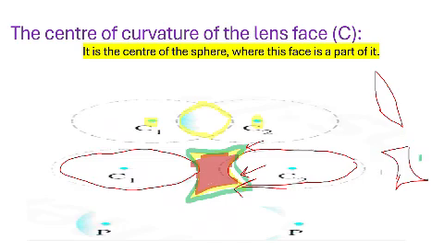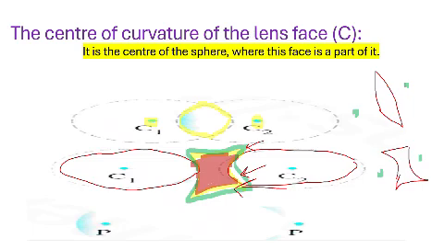So any lens has two centers of curvature, unlike the spherical mirrors. A spherical mirror has one center of curvature because it's a part of a spherical shape. It is a part of a hollow sphere. It is a part of only one hollow sphere, so it has one center of curvature.